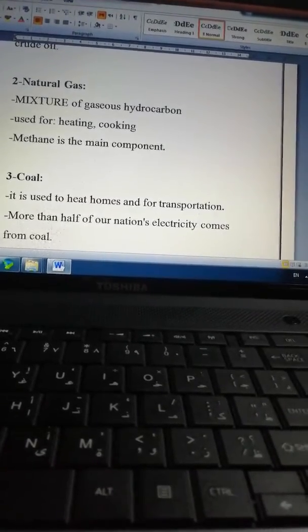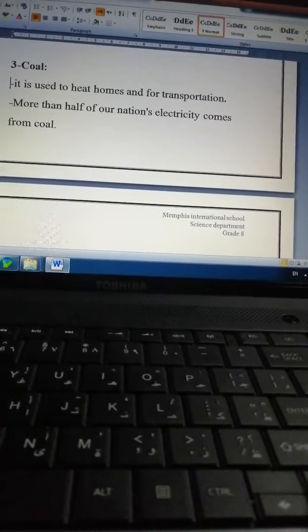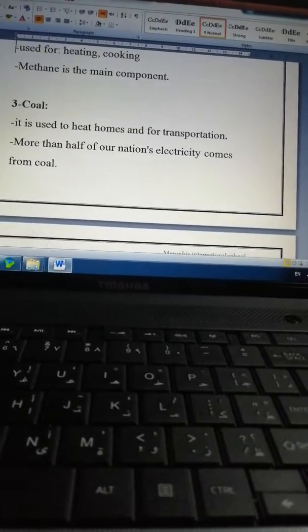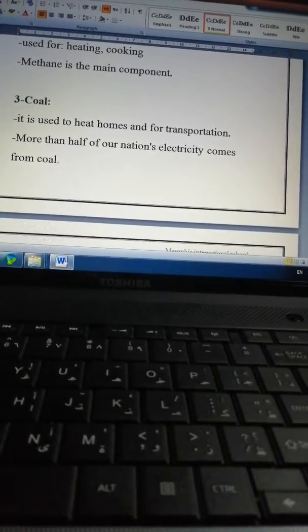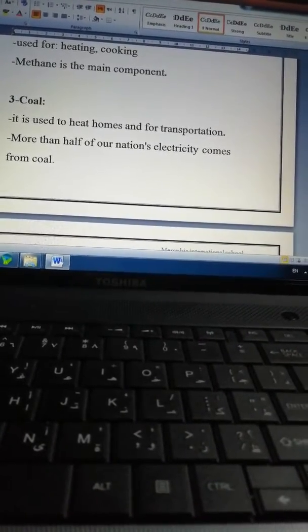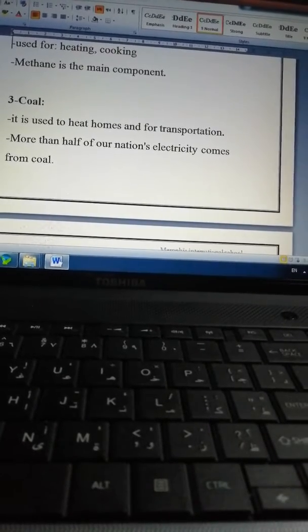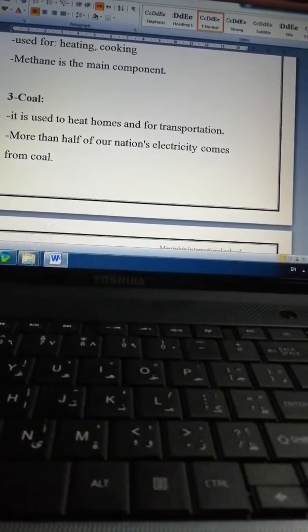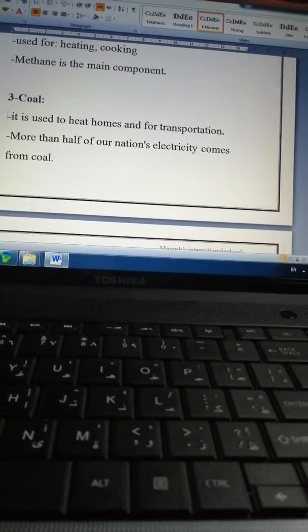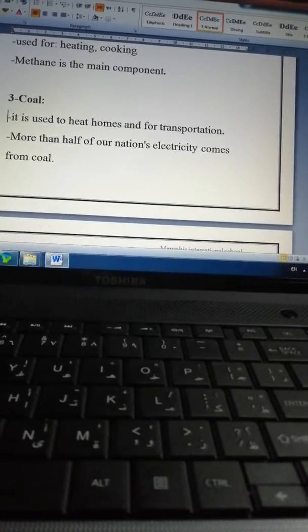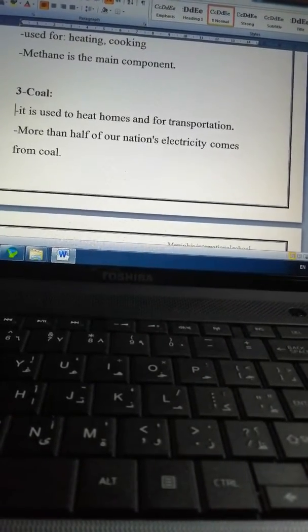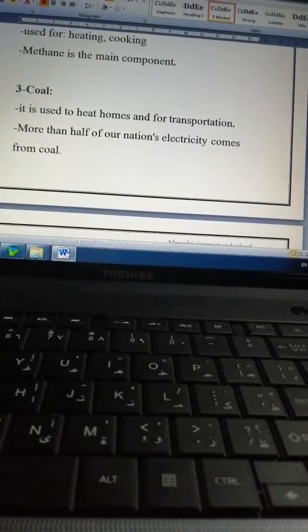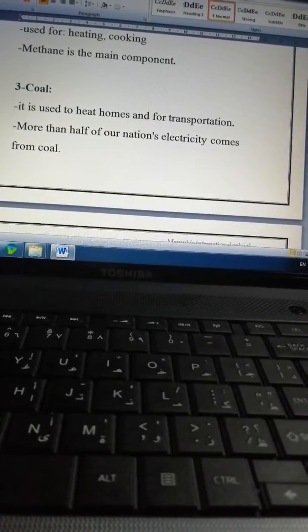Natural gas, used for heating or cooking. Number 2, the main component of natural gas is methane gas. 3, coal. It is used to heat homes and for transportation. And more than half of our nation's electricity comes from coal.